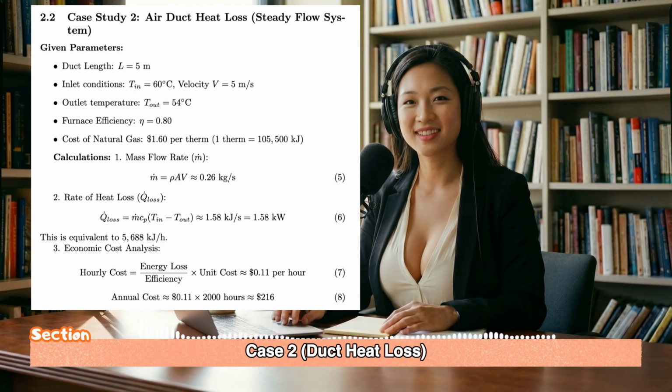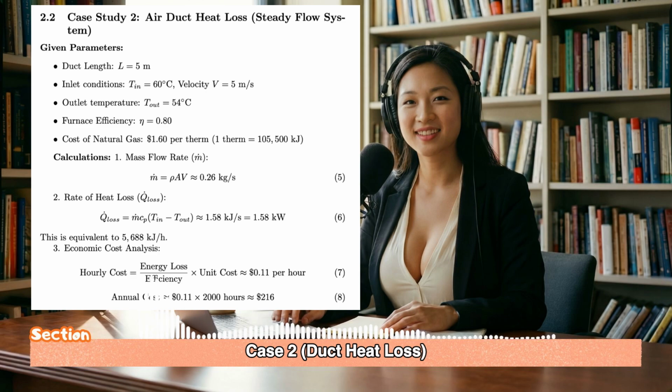Or 5,688 kilojoules per hour. That's the rate the air is just dumping heat into that cold basement space. And this is where the engineering analysis goes directly into your pocketbook. That 5,688 kilojoules loss translates immediately to real-world cost. Let's put some numbers to it. Let's say the homeowner's furnace is running at 80% efficiency, and natural gas costs are, say, $1.60 per therm.